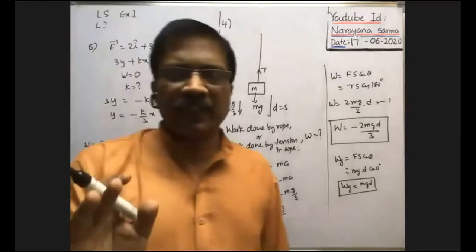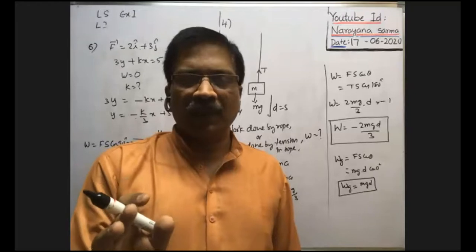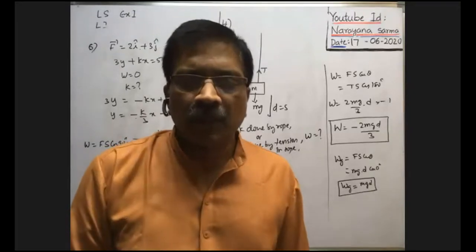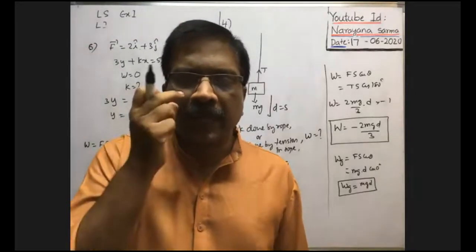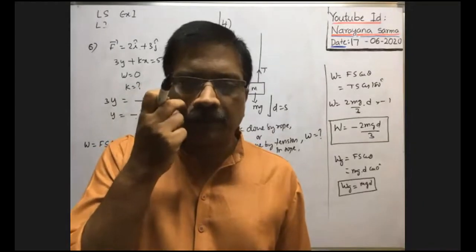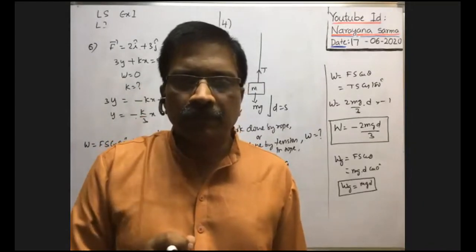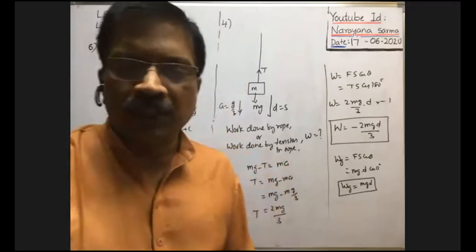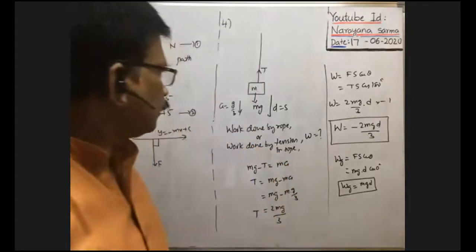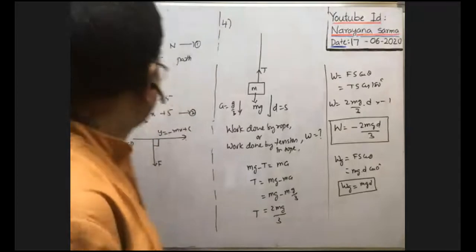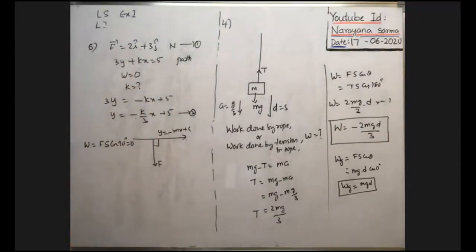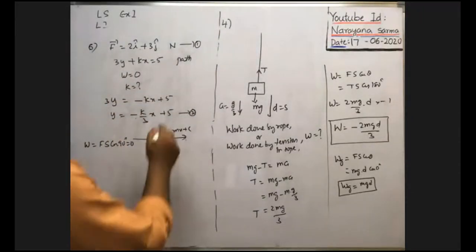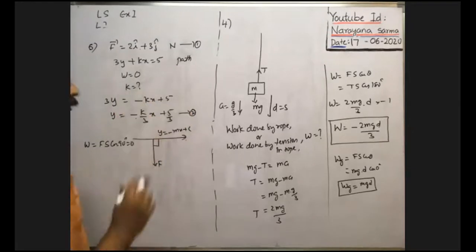Whenever two straight lines are perpendicular to each other, whenever, what is your doubt, Sai Umesh? Sai Umesh, what is your doubt? 5 by 3, okay. 5 by 3, right.